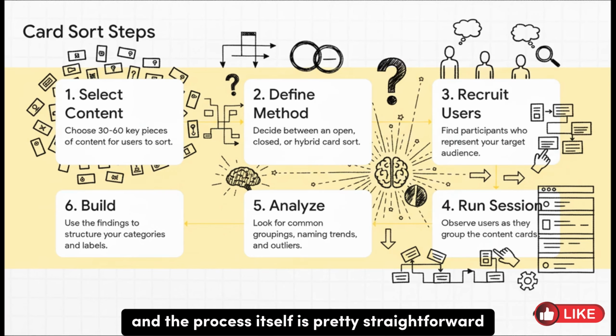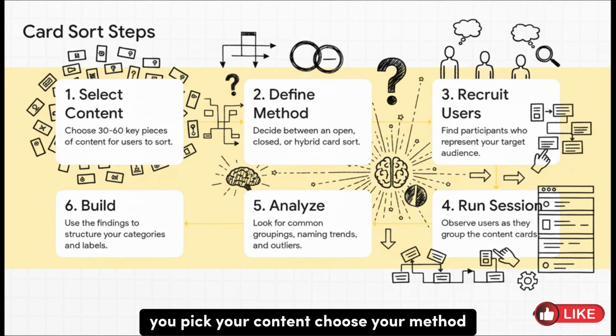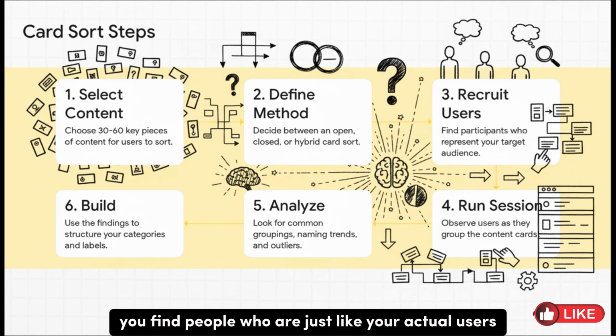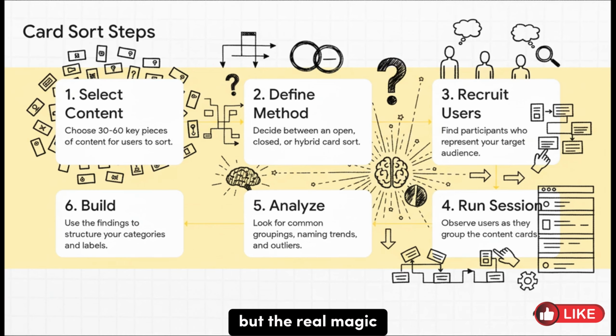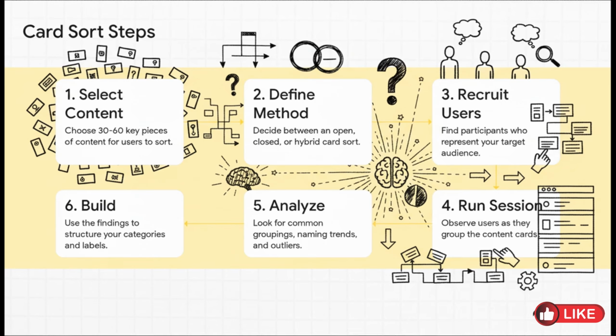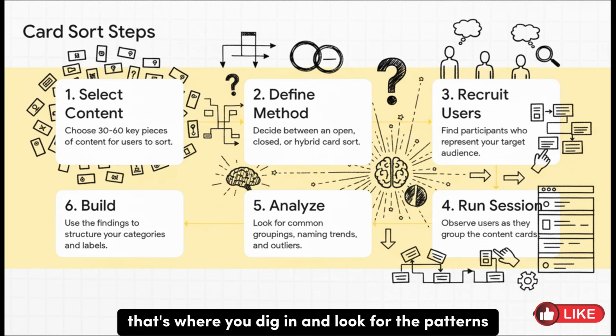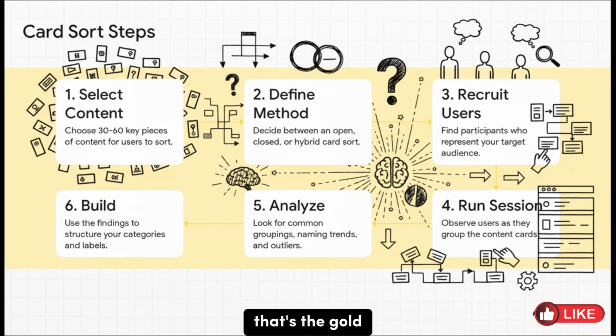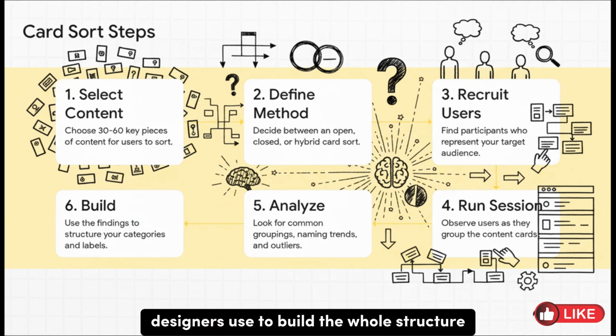And the process itself is pretty straightforward. You pick your content, choose your method, open or closed, and then you find people who are just like your actual users. But the real magic, the real secret sauce, happens during the analysis. That's where you dig in and look for the patterns, the common ways people group things, the names they come up with. That's the gold designers use to build the whole structure.